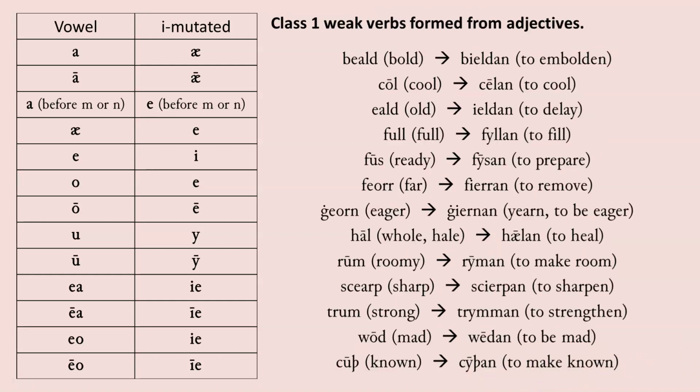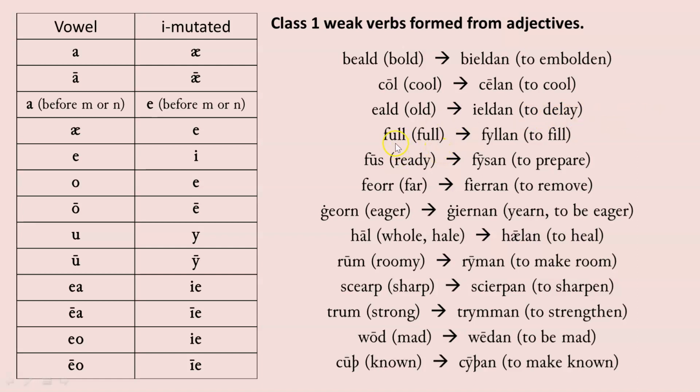Bit of vocabulary practice here. Anyway, class 1 weak verbs formed from adjectives. So now we're going to take an adjective like bold, beld, and we're going to turn it into a class 1 weak verb by i-mutation, beeldan. All right. So we notice that here the EA diphthong up here became IE over here. So beld, bold, beeldan, to embolden. Cold, cool. Kalan, to cool. Eld, old. Eildan, to delay.